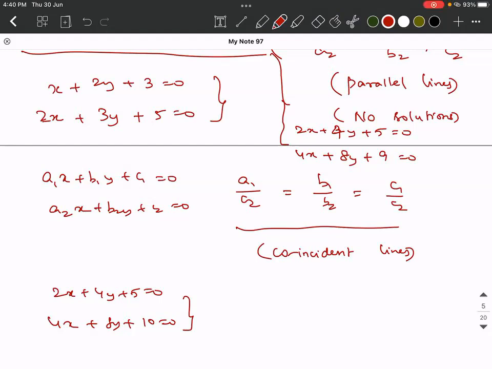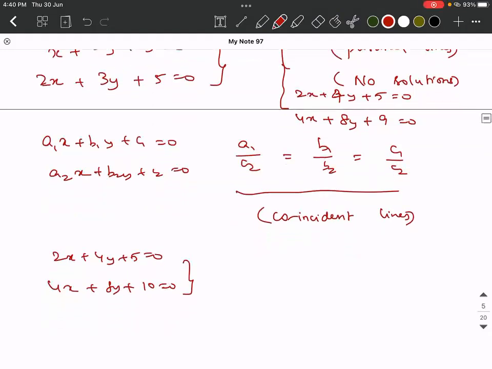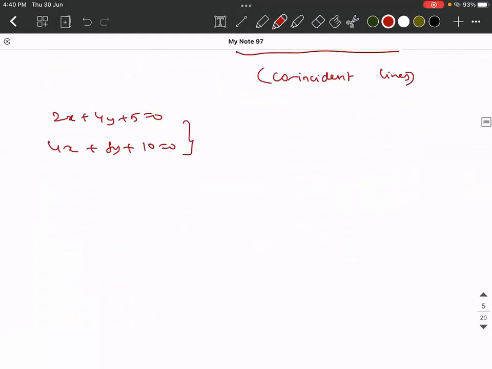Whereas when you talk about coincident lines, how many solutions do they have? They have an infinite number of solutions. So the lines which intersect have one solution, lines which are parallel have no solution, and the lines which are coincident have infinite solutions. So based on this, we can solve any kind of problem that we are given. So let's try example number 2.